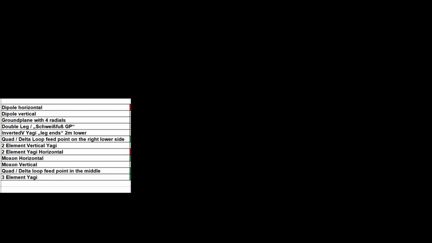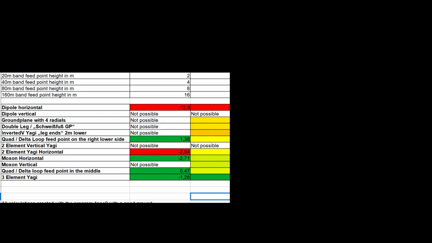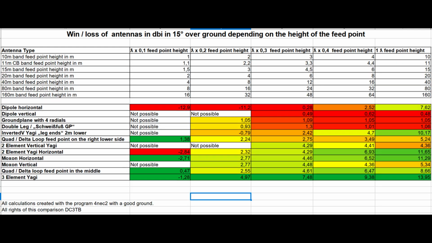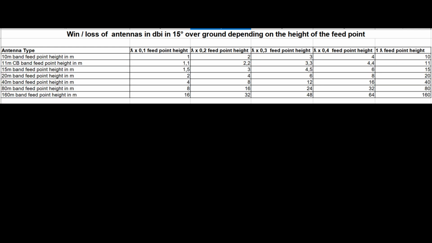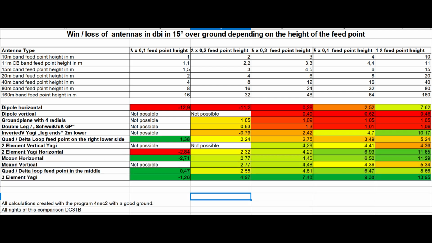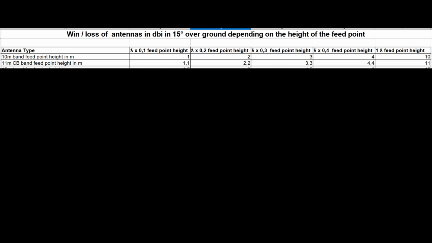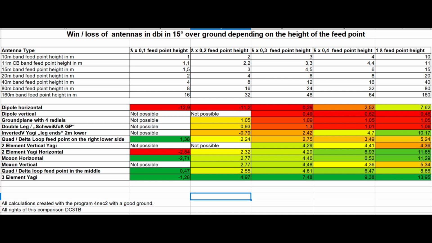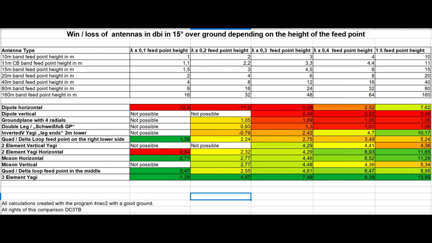In the table you see on the left, from the top to the bottom, the calculated antennas. And from left to right is the feed point height of the antenna as a lambda value. Below these lambda values you can see the height in reality depending on the band. So as an example, you can look at the 11 meter CB radio band and read the value of the height in meters. And here we see it, it will be hard to build a tower at a height of 160 meters for a feed point at one lambda. So depending on the band, you need another antenna.